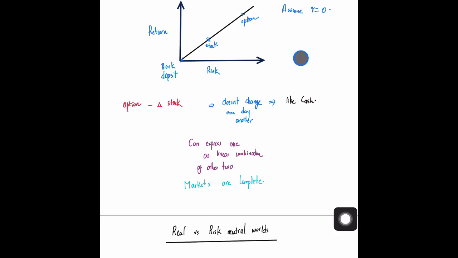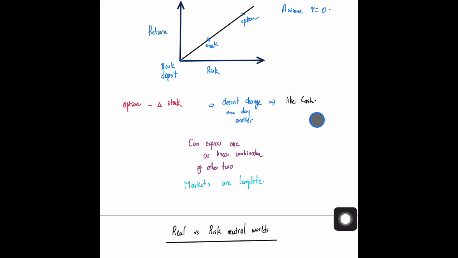Now the thing is, why do we put this on a straight line? The reason we put these values on a straight line is because we have said that an option and a shorted stock with a quantity delta form a portfolio that is risk free. It doesn't change from one day to the other, so it is almost like cash. Cash has no returns, and this also doesn't have any returns, but there are no risks either, because the value is stationary, so it's almost like cash.